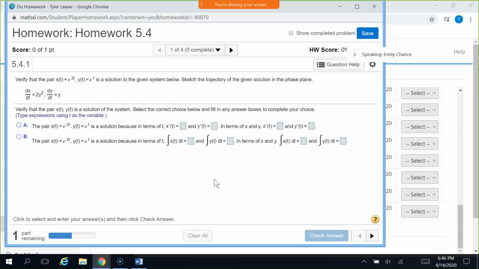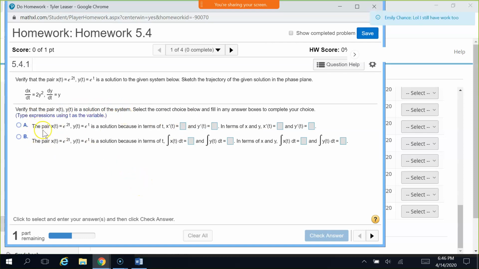Verify that the pair x equals e to the 2t, y equals e to the t is a solution to the given system below. Sketch the trajectory of the given solution in the phase plane. So first things first is we just need to verify that these two things really are a solution to the system, and there's two different things here.